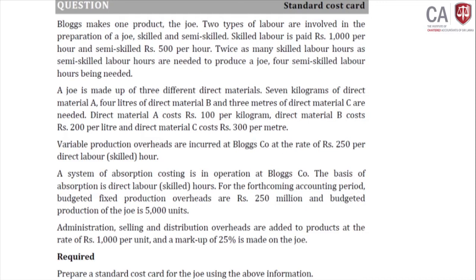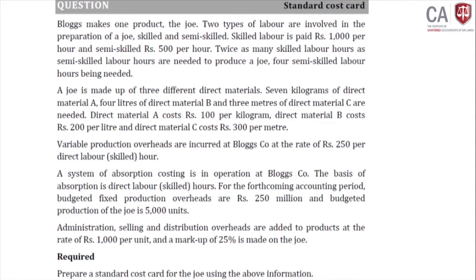A joy is made up of 3 different direct materials. What are they? 7 kilograms of direct material A, 4 liters of direct material B, and 3 meters of direct material C. A, B, C. Those are the 3 materials that we are using in this product. Direct material A cost ₹100 per kilogram. Direct material B cost 200 per liter, so kilograms and liters for A and B, and C cost of rupees 300 per meter. So kilograms, liters and meters, those are the three measurements.